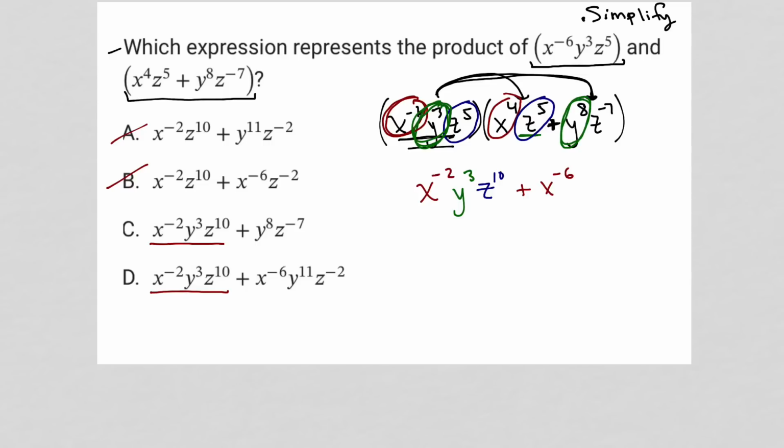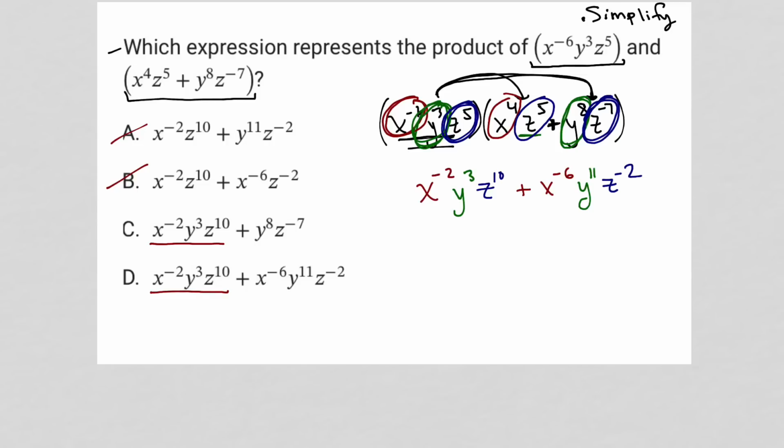So y to the 3rd times y to the 8th, I add those exponents, and I have y to the 11th. And lastly, I have a z to the positive 5 here. That's getting multiplied by the z to the negative 7 there. I add those exponents, and I have a z to the negative 2nd power.